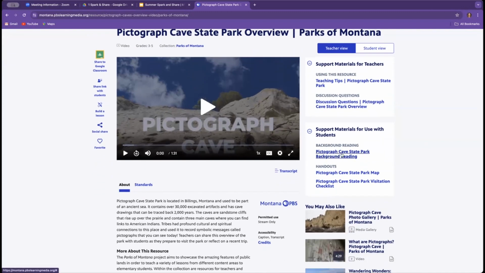We also have a background reading page, which is a PDF with some history of the park. Teachers either read this themselves and use it to share the information with kids, or they print it off, and it's a great send home.